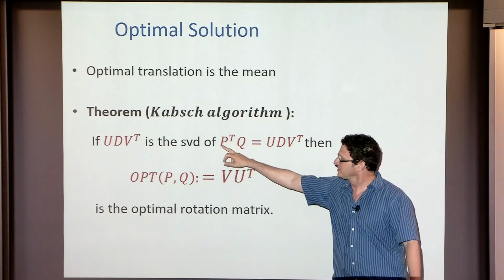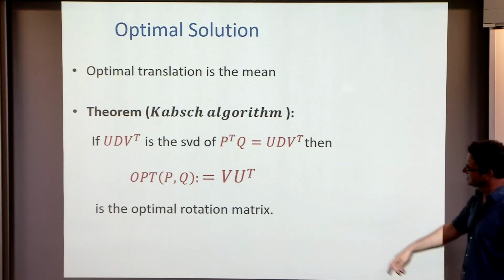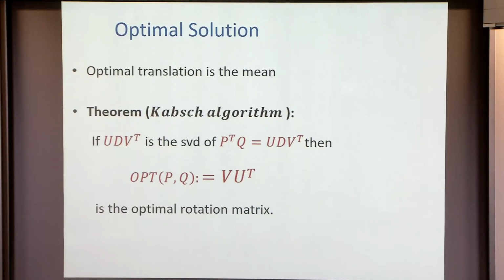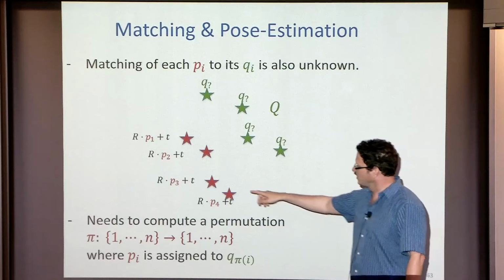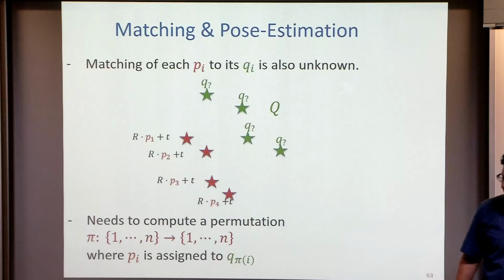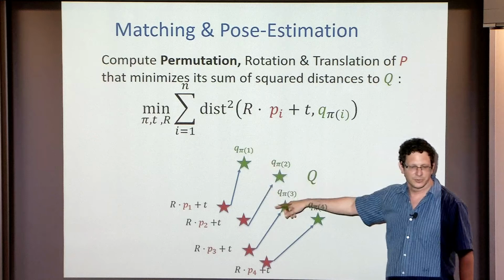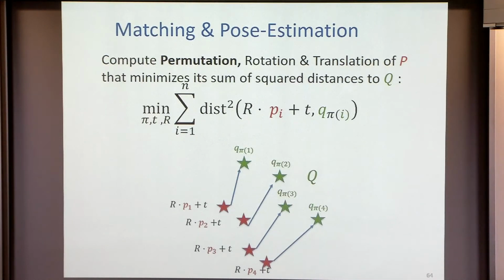So P is the original set, n by d. Q is the observed set. You just compute the SVD, and the multiplication of these two orthogonal matrices gives you the rotation matrix that you want. The only problem is that we need to compute this in real time. Another problem is that we usually don't know which point in the original data goes to which point in the observed set. So not only do we want to minimize the sum of square distances, we also need to decide, from all the permutations of the points, which point should go to which observed point, which makes things much, much harder.